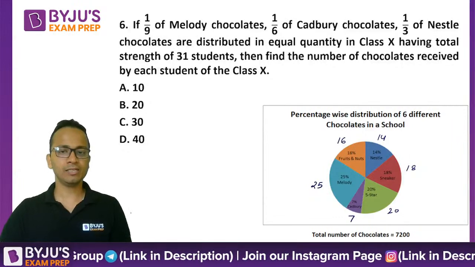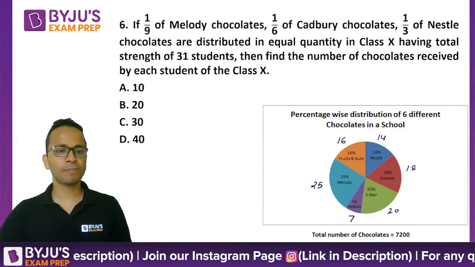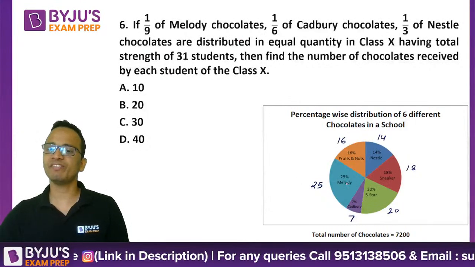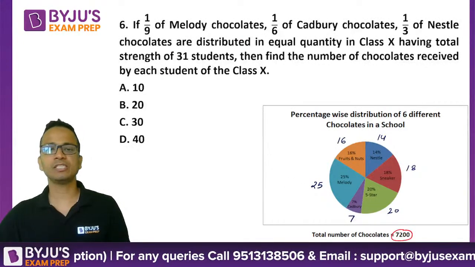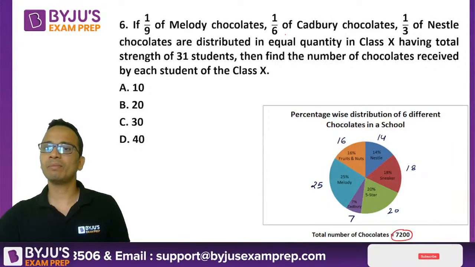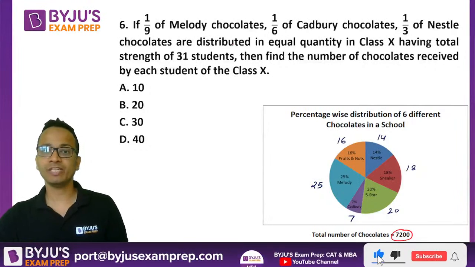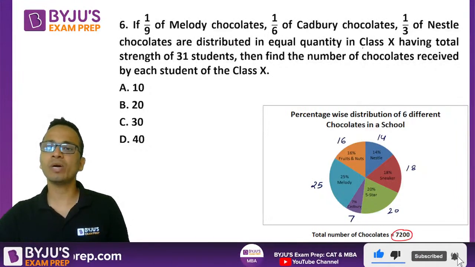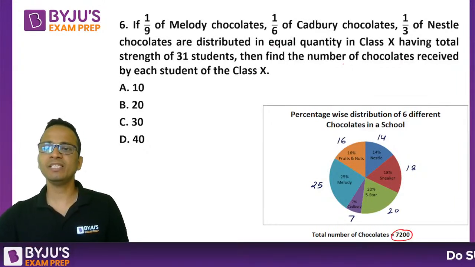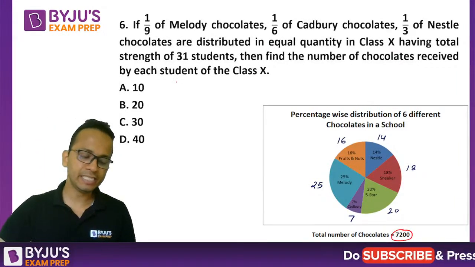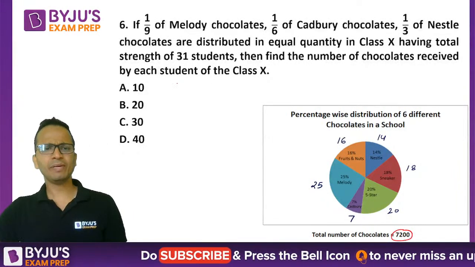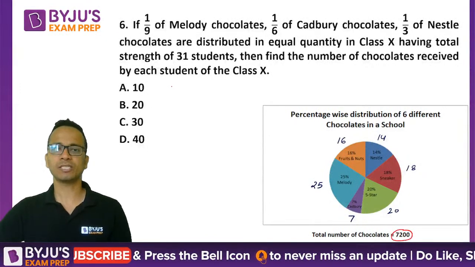All right. Now let's look at this question. The question says that if 1 by 9 of Melody chocolates (Melody's percentage is 25%, so 25% of 7200), 1 by 6 of Cadbury, 1 by 3 of Nestle are distributed in equal quantity in class 10, having total strength of 31 students, then find the number of chocolates received by each student in this class. Here we can also use approximations.